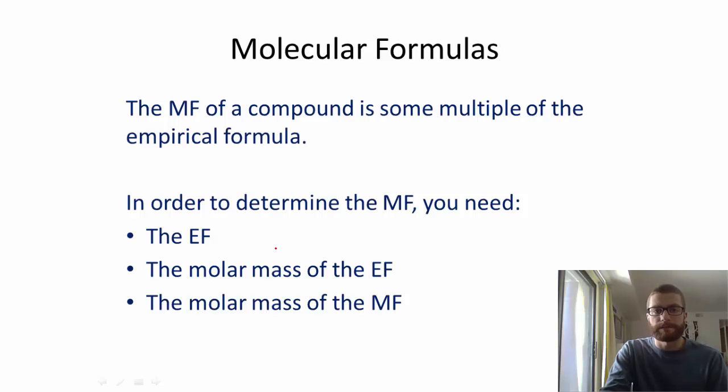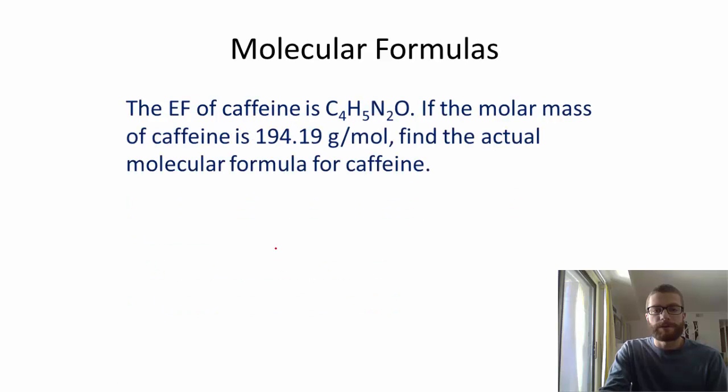Let's take a look. We just found the empirical formula of caffeine to be C4H5N2O. If the molar mass of caffeine is 194.19 grams per mole, find the actual molecular formula for caffeine.